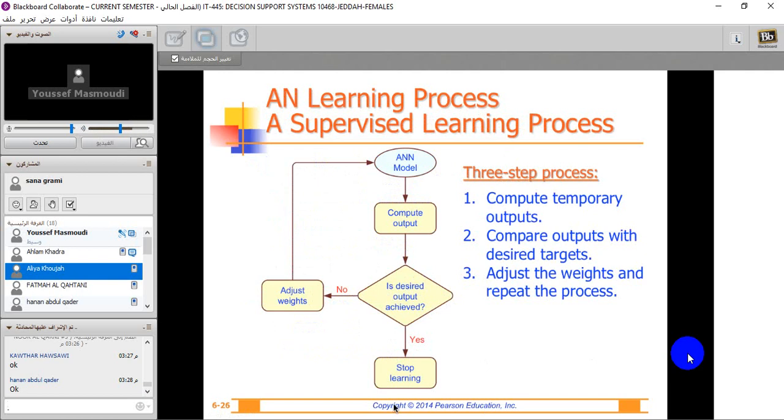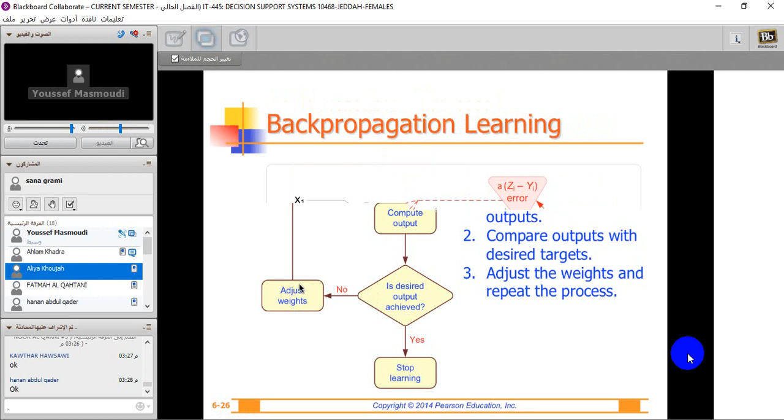Artificial neural network learning process, a supervised learning process. There is a 3-step process. First, compute temporary outputs, compare outputs with the desired targets, and adjust the weights, and repeat the process. So once you have a model, you would compute the output. If the desired output is achieved, you just stop the learning. If not, adjust the weight. Adjusting the weight is very important to have good results from your algorithm.